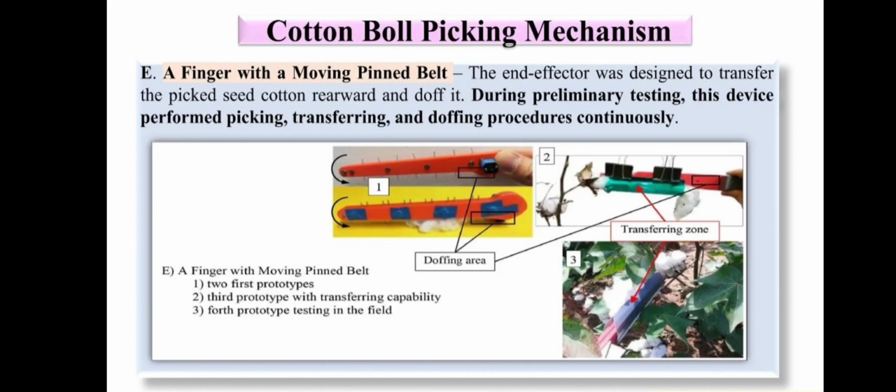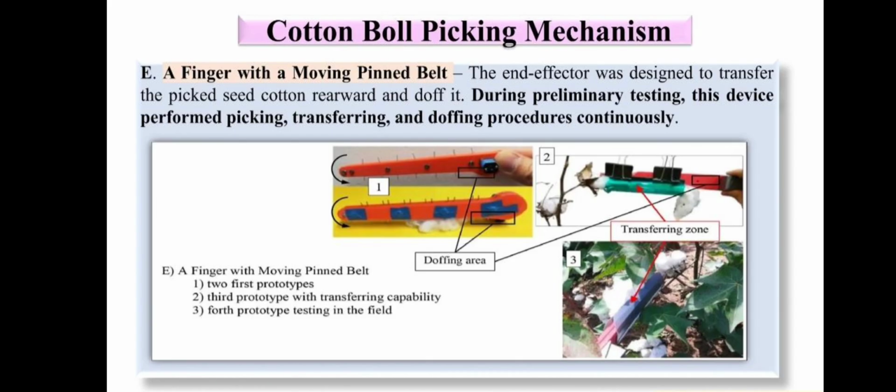A finger with moving pin belt is shown. So this is what we have designed for our system. The end effector was designed to transfer the picked seed cotton rearward and doff it. During preliminary testing, this device performed picking, then transferring and doffing procedures continuously. A finger with moving pin belt is shown here in the doffing area.